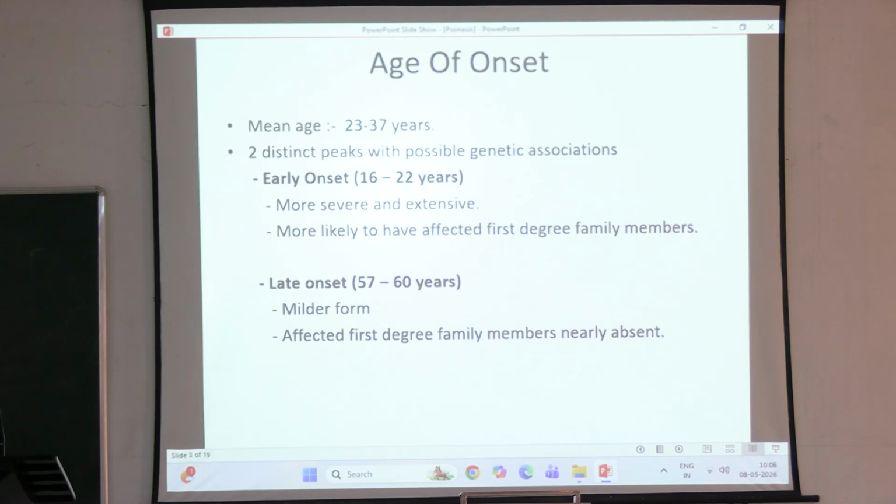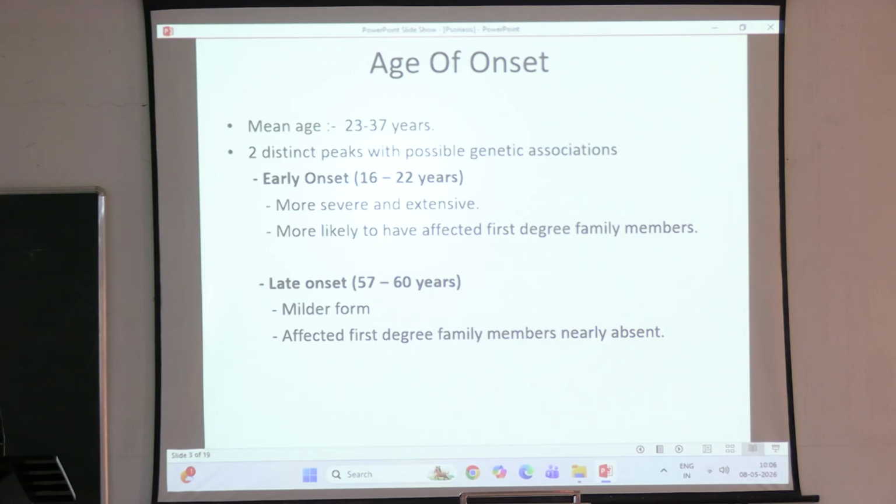Late onset disease usually occurs after the age of 50 years, commonly between 57 to 60 years, and the disease in that age group is comparatively milder. Affected first degree family members are nearly absent, and this is very important. In that case the HLA-CW6 association is less commonly seen.